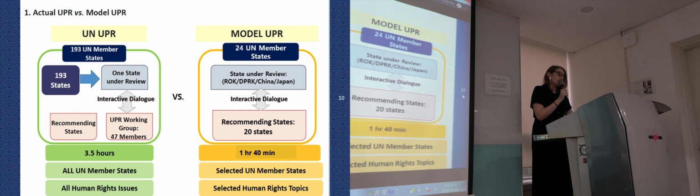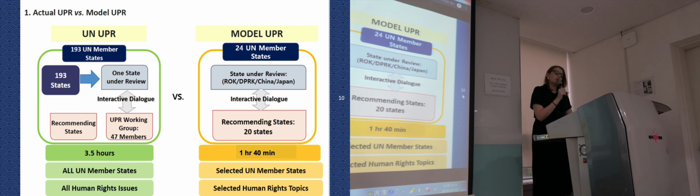Each state review is assisted by groups of 3 states, which are known as the Troikas. From the second cycle onwards of the UPR, the time given for the interactive dialogue between the recommending states and the state under review is 3.5 hours, so 3 hours and 30 minutes. And there is additionally no limitation or agenda to the sorts of human rights issues that can be addressed within the actual UPR.